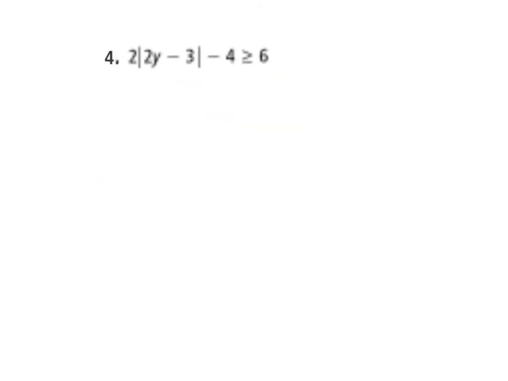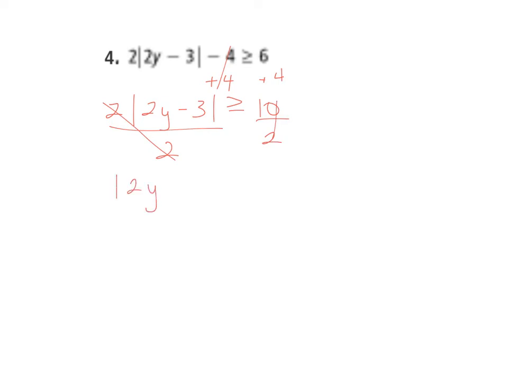Question number 4. First thing I'm going to do is add 4 to both sides. So that's going to give me 2 times the absolute value of 2y minus 3 is greater than or equal to 10. I'm going to divide both sides by 2. That's going to give me the absolute value of 2y minus 3 greater than or equal to 5. I'm going to split it now. Well, first you should check. This is positive, and can a positive number be greater than 5? Yes. So we're going to continue on.